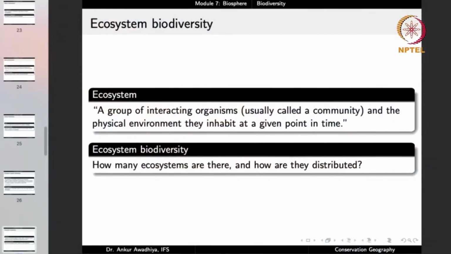That is, if 99% of the forest is comprised only of woodlands, and just 1% has aquatic habitats, grasslands, and everything else, then we will say that the amount of ecosystem biodiversity is less than in a forest that perhaps has 25% woodland, 25% grassland, 25% ponds, and 25% rivers. So here again, similar to species biodiversity, we are asking how many ecosystems are there and how are they distributed? So that is ecosystem biodiversity.